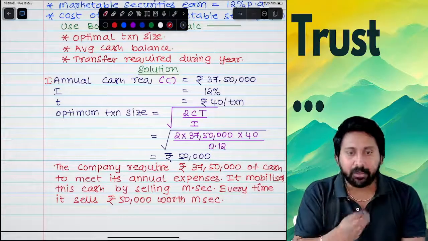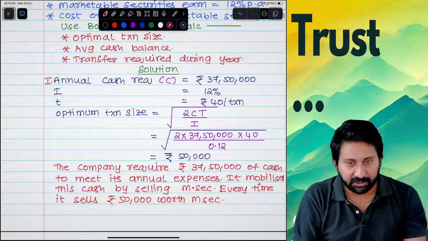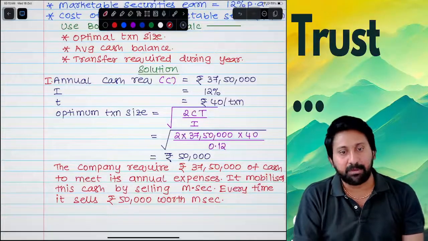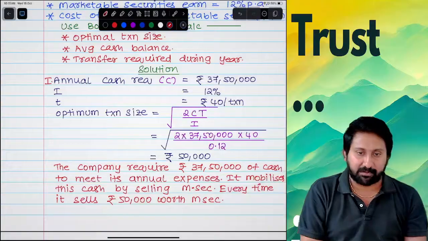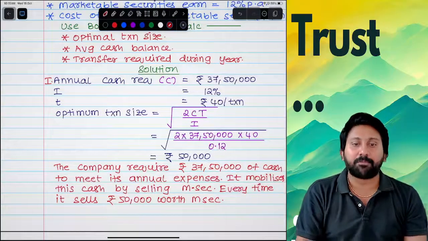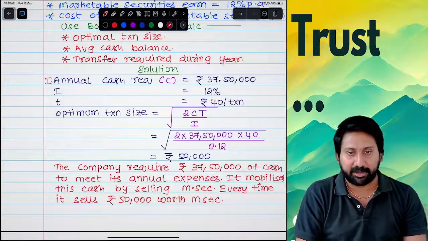Company requires rupees 37,50,000 of cash to meet its annual expenses. It mobilizes this cash by selling marketable securities. Every time it sells rupees 50,000 worth of marketable securities.